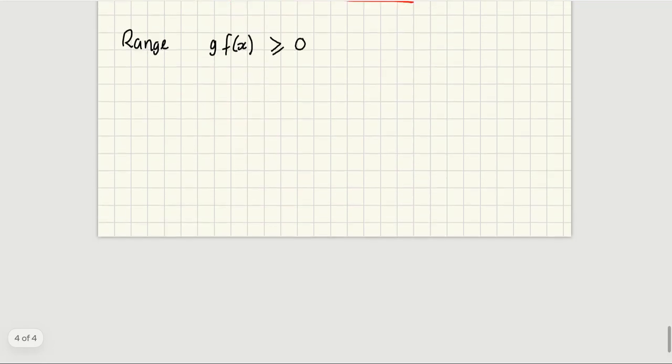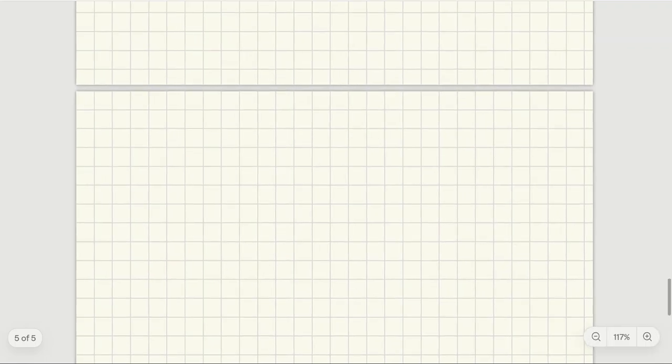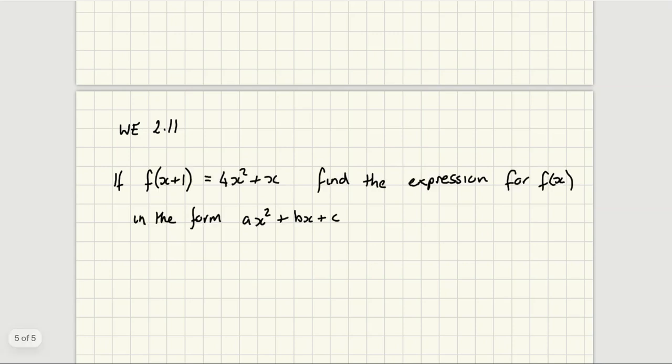Little problem solving one for you now. I'm not pre-prepared, having written it down, but worked example 2.11. So we've got, if f... I should pause. Basically, we've been told that this transformation has already happened. So we're trying to figure out what it was to start with. So basically trying to unpick a composite function.